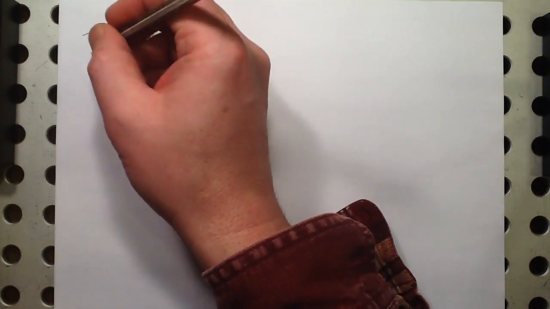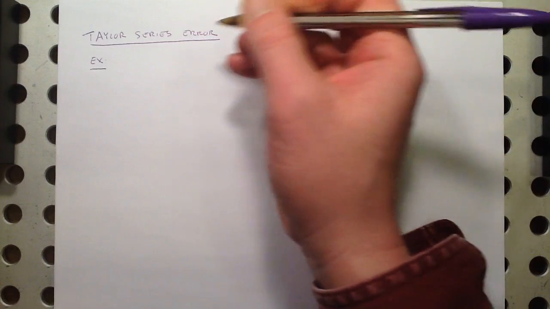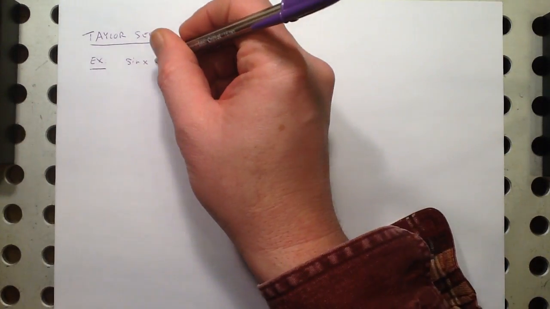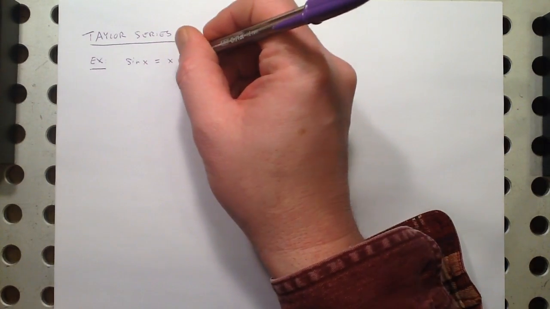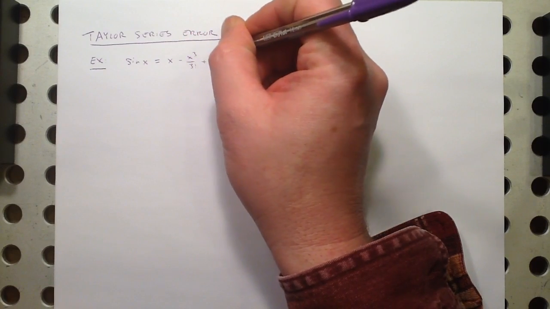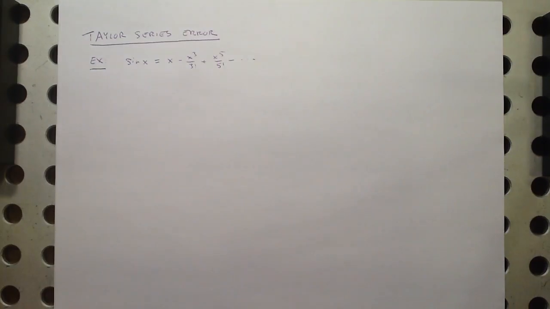That's just a tiny bit different feel because we're working with a series that has the variable x in it, but let me just give you an example, show you what I mean. So for example, the series for the sine function is x minus x cubed over 3 factorial plus x to the 5th over 5 factorial, etc.